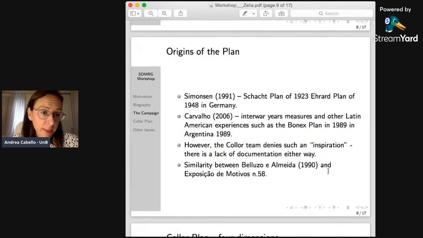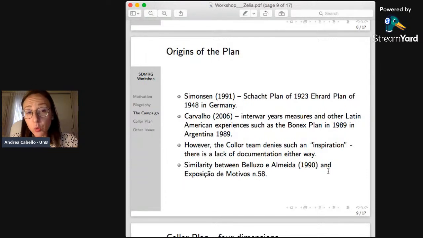But Mário Henrique Simonsen actually says that it looks like two plans that were proposed in Germany, one in the interwar period, one right after the war. Carvalho, who actually worked in Lula's team and has written extensively about the Collor plan, says that it does look like many of the other Latin American experiences, such as the Menem plan, especially the one proposed in Argentina in 1989, although the Collor team denies any kind of inspiration.